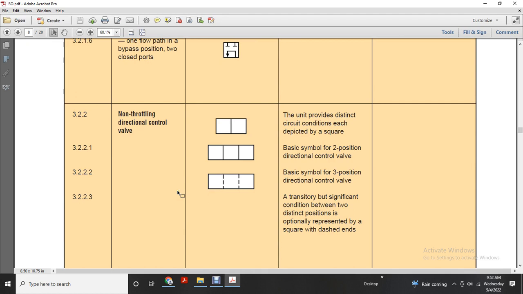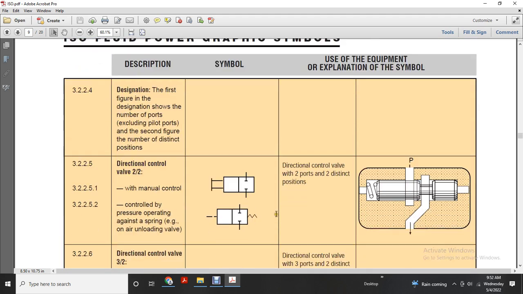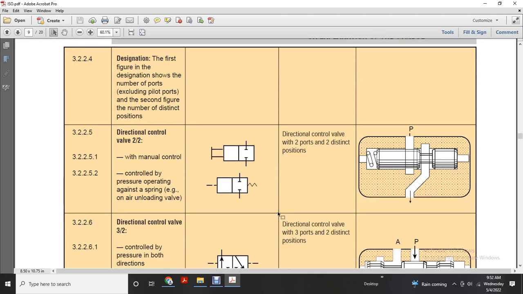Non-throttling direct control units have distinct positions over the circuit conditions. They are depicted with the square as the basic symbol for a two position direction control valve, and the basic symbol for a three position direction control valve. Transitory conditions between the two distinct positions are optionally represented by a square with dashed ends. Designation: the first figure shows the number of ports, containing pilot ports, and the second figure is the number of distinct positions. Directional two port, two positions.